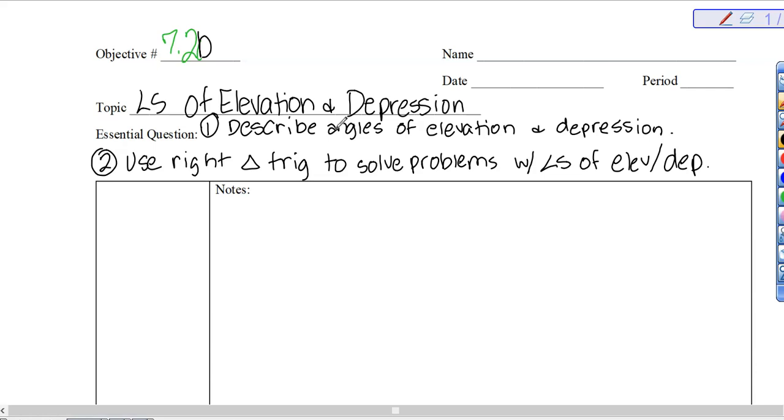So your essential questions: can you describe angles of elevation and depression? And can you use right triangle trig to solve problems involving angles of elevation and depression?